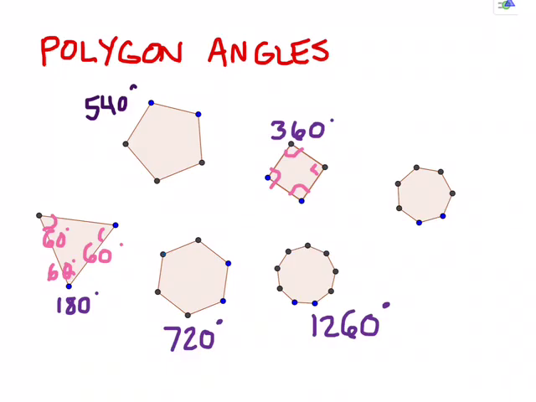I could do the same thing with my pentagon. I've got 540 degrees in a pentagon, and I've got 1, 2, 3, 4, 5 angles. So if I divide that 540 degrees up evenly among my 5 angles, I know that each of those angles in the regular pentagon is going to have to be 108 degrees. And then once again, this holds true for any polygon I would like to calculate that for. So I can always find the number of degrees for a regular polygon.